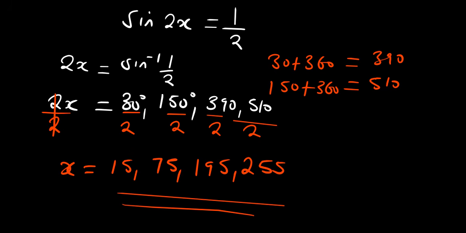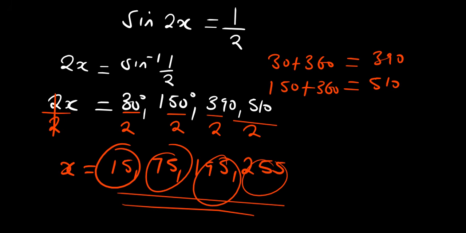Now they're going to give you a range, and the range will be based on what they've given you. If they've given you the range in terms of pi, you have to convert these in terms of pi, and we've talked about how you convert from degrees to radians, or pi. So that's how you're going to solve this one.